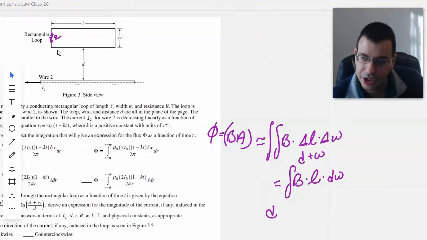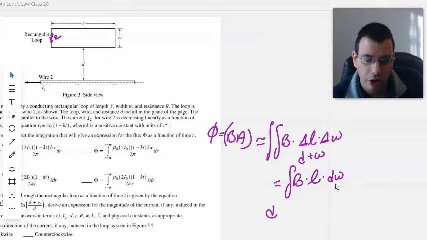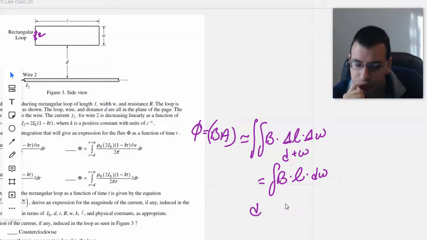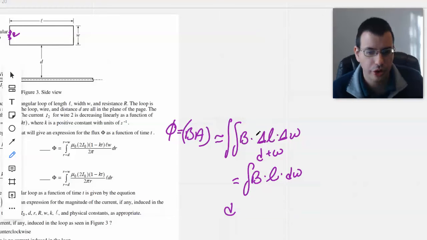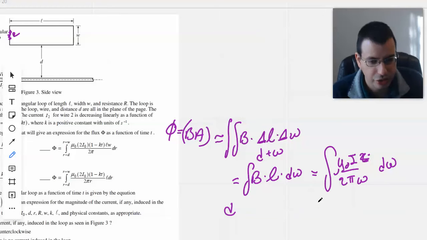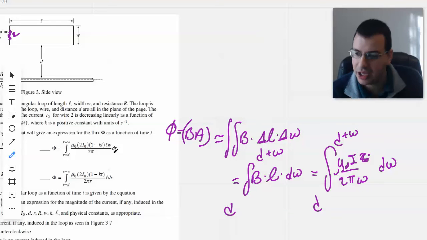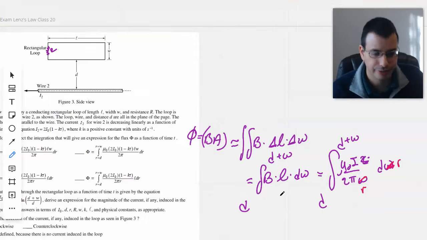So, we know that L is constant, the length from left to right. B will change because it's mu naught I over 2 pi r, and that r is basically W. So we're going to have to rewrite this one more time: mu naught I2 over 2 pi W, dW, integral from D to D plus W. And it looks like they use r here, so instead of having W here, I'll call this r. Okay.